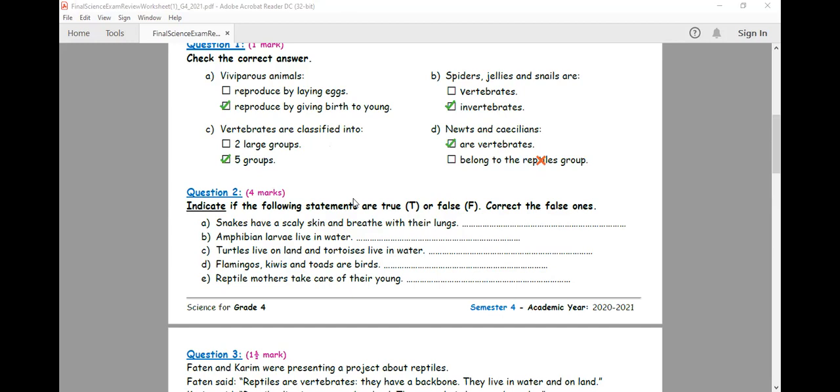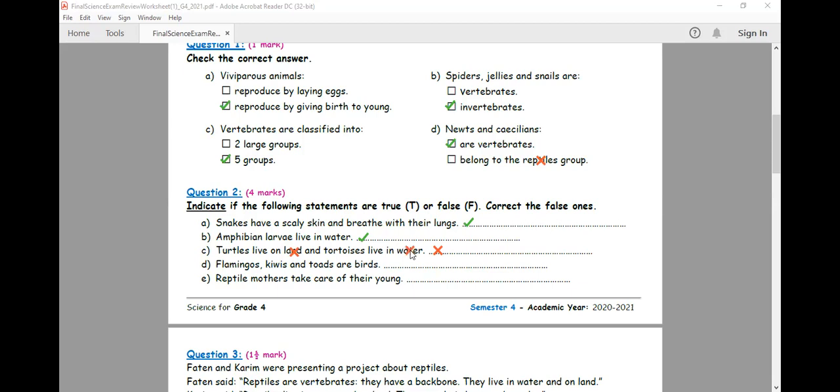Question number two. Snakes have a scaly skin and breathe with lungs. This is true. Amphibian larvae or tadpoles live in water. This is also true. Turtles live on land, tortoises live in water. This is wrong. What's the correct statement? Turtles live in water, tortoises live on land.